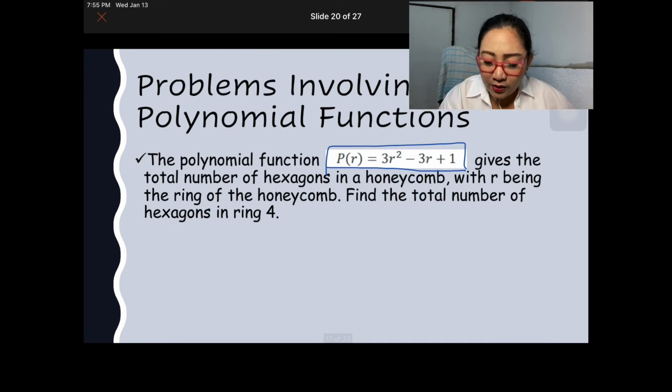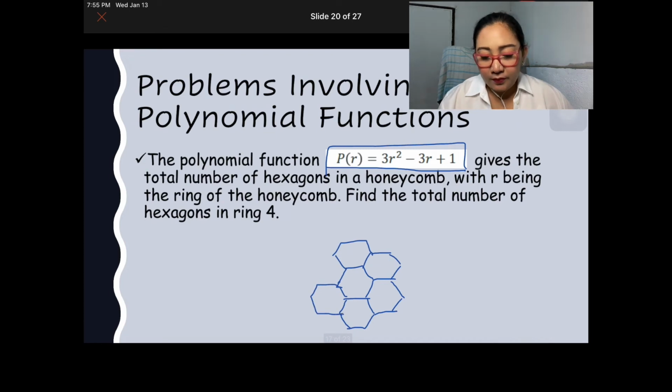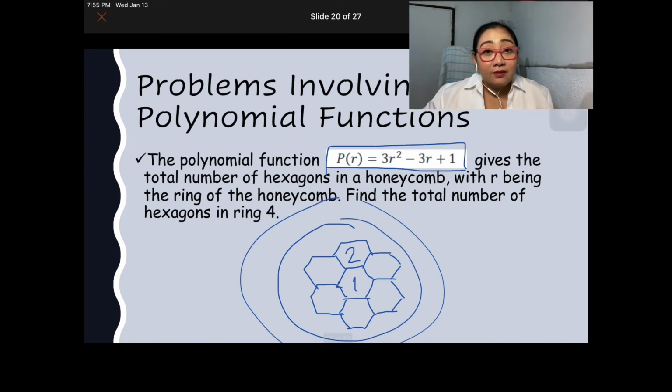So, kapag nag-drawing po kasi tayo, di ba, nasa pinakagitna ng honeycomb is a hexagon, a single hexagon. And then, paano bang nabubuo ang honeycomb? Diba? Nagkakaroon siya ng other hexagons. Like this. I'm so sorry. Medyo hindi magaling mag-drawing si ma'am. Okay? So, itong nasa gitna, yan yung ring 1. And then, yung nakapaligid sa kanya, yan yung ring 2. And then, it will build up and build up hanggang sa lumaki na siya. So, ang hinahanap natin dito sa problem na ito ay find the total number of hexagons in ring 4.